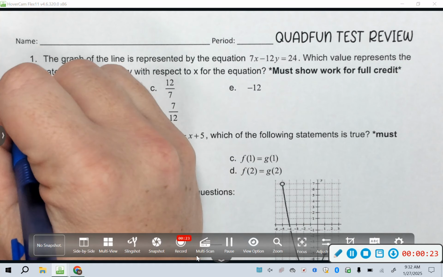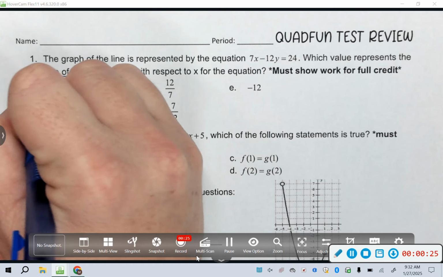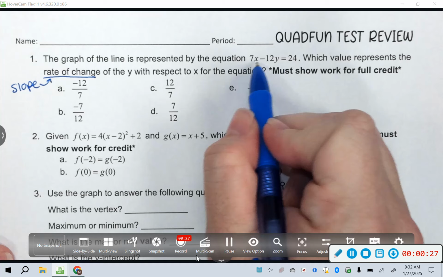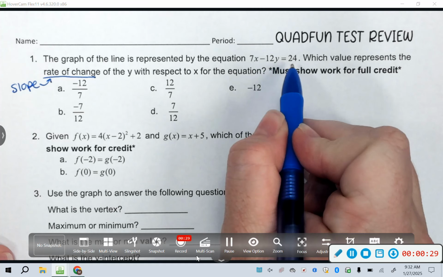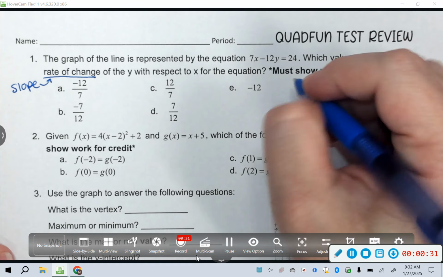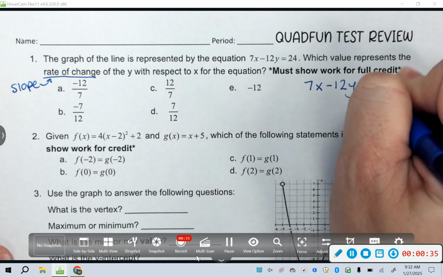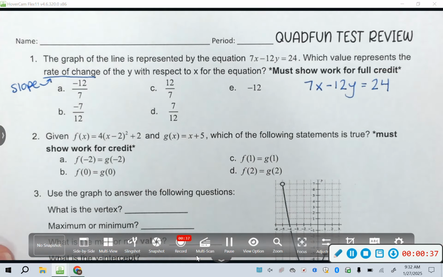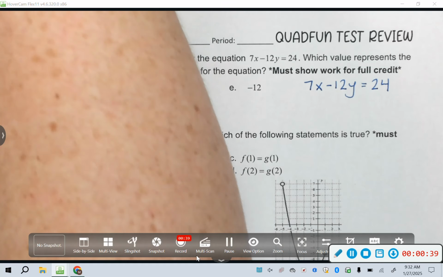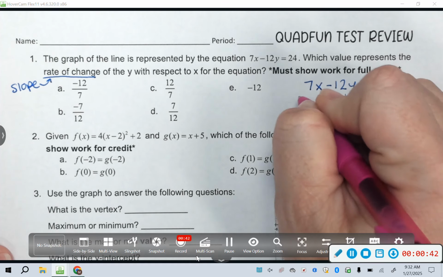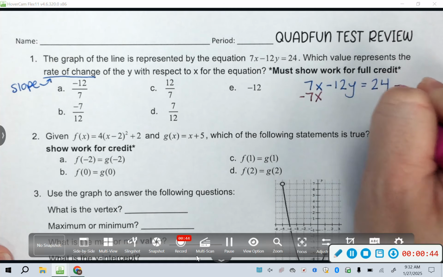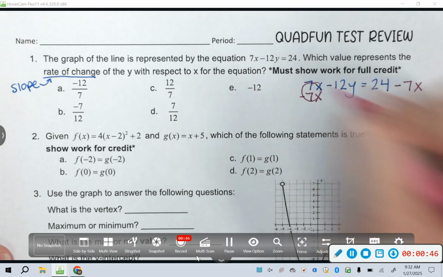So rate of change is slope, which means I have to solve for y, because when it's in standard form like this, our linear standard form, it doesn't give us any information. So I'm going to write it down and we're going to solve for y. So just a reminder, when we solve for y, we have to move our x. So minus 7x minus 7x, that makes this 0 out.